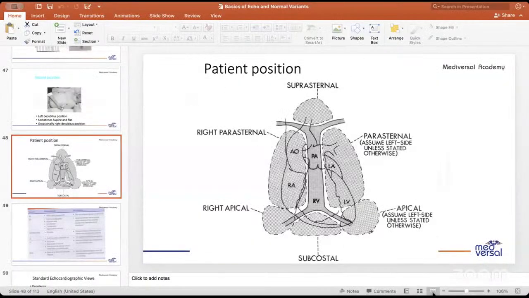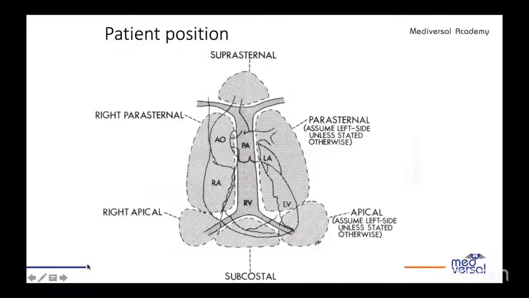And subcostal, you have to put the probe in the subcostal position, in which you can see the septums, the RA and LA septum, the LV and RV septum, and all the vessels which are draining into the RA and the LA. You can see these in the subcostal view, right? Next slide, please.